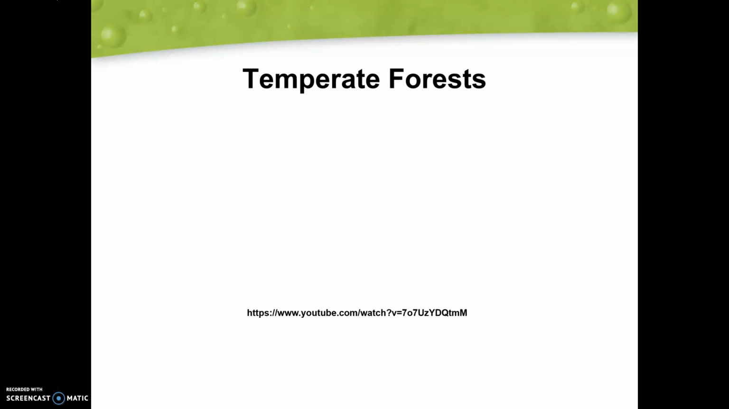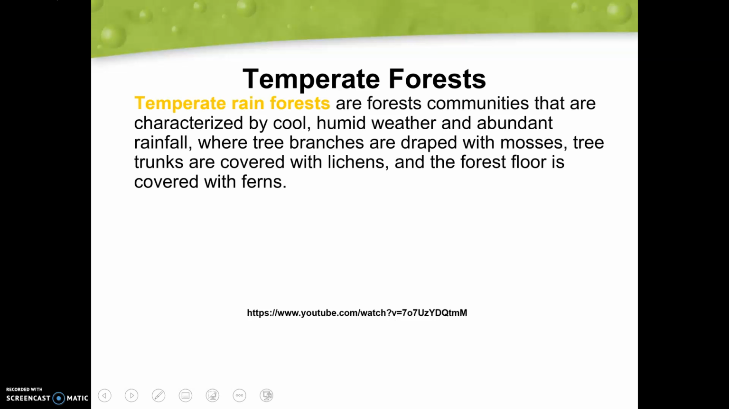Hi everyone. So we're going to move on from our tropical rainforest and take a look at temperate forests. The first temperate forest that we're going to see is called our temperate rainforest. As the name implies, we're going to see a lot of precipitation here. Some characterizing factors are cool, humid weather and abundant rainfall.